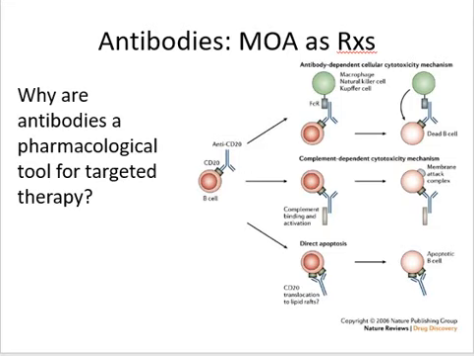Why would you use an antibody as a drug? What mechanism does a normal functioning antibody have that would render it even remotely possible to be a drug? Okay, and here's a good example.